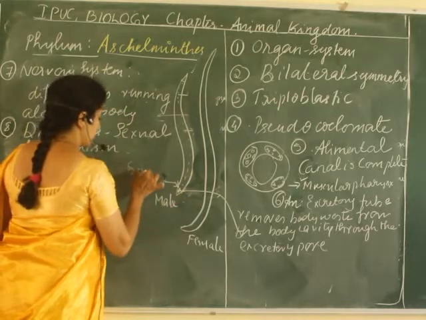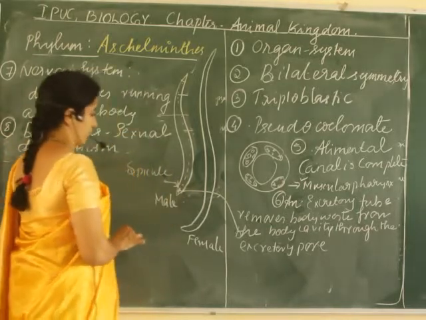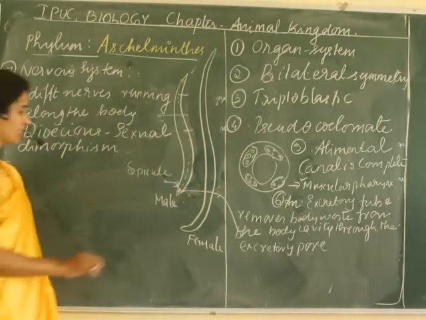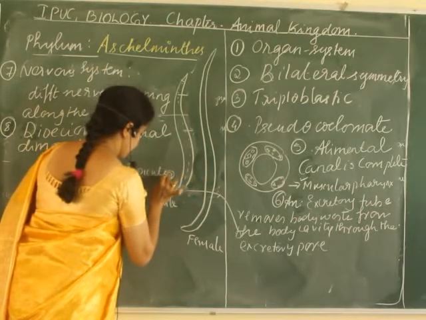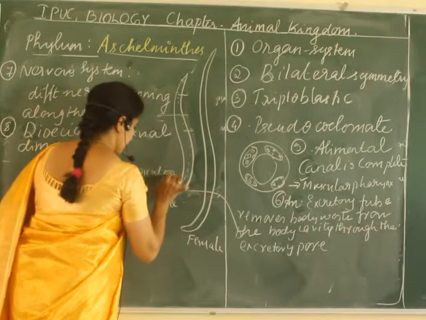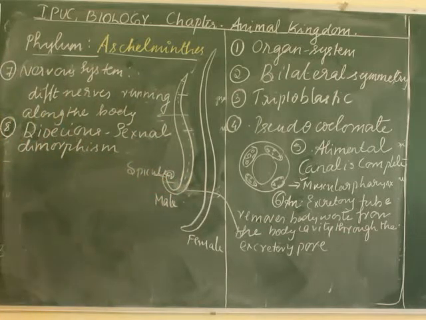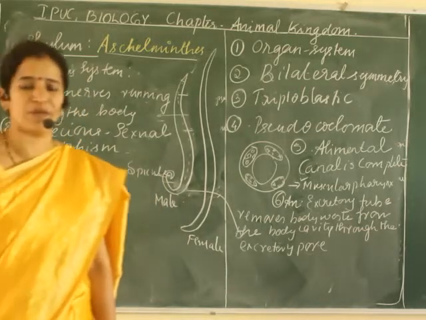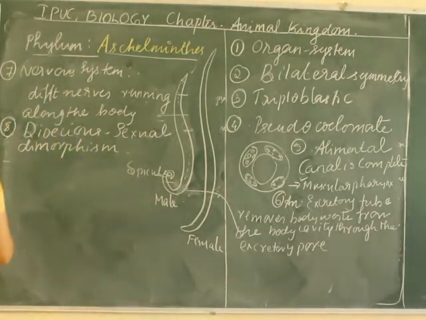The male has spicules, which help in copulation, and the male will have a curved end, a curved tip with the spicules here. That's the spicule. So the female is longer than the male in the case of Ascaris. So sexual dimorphism is present in Aschelminthes, and we say that they are dioecious.